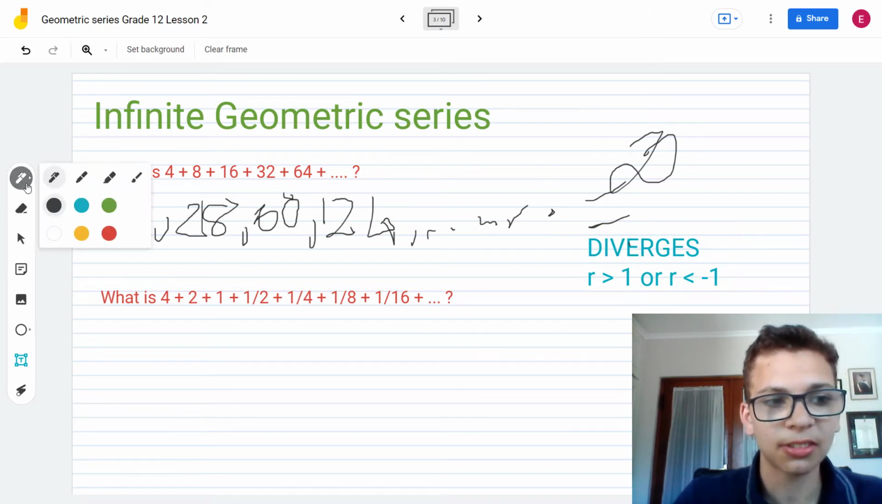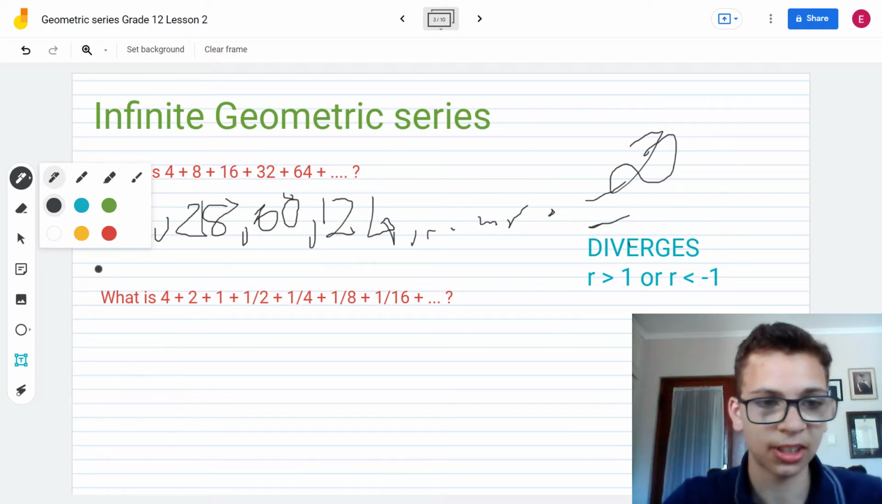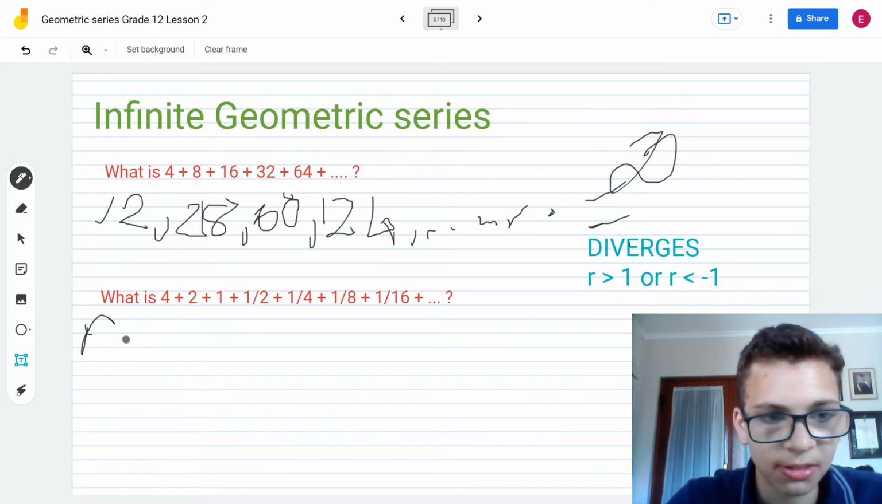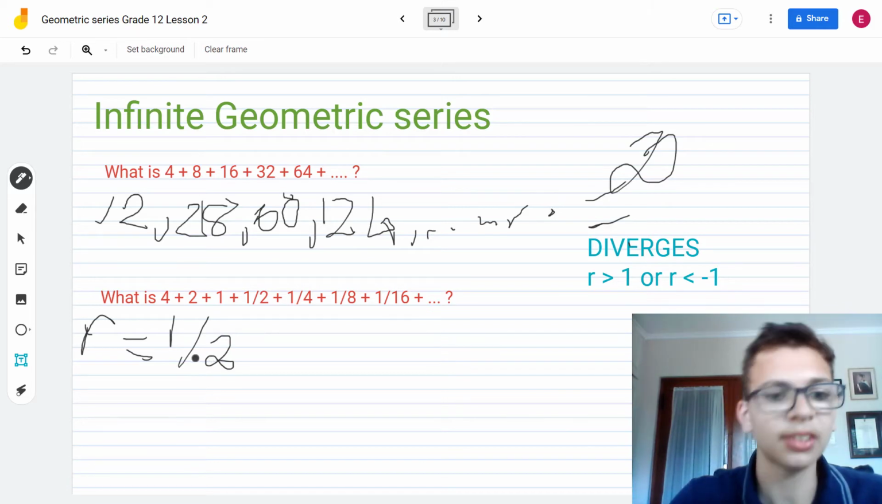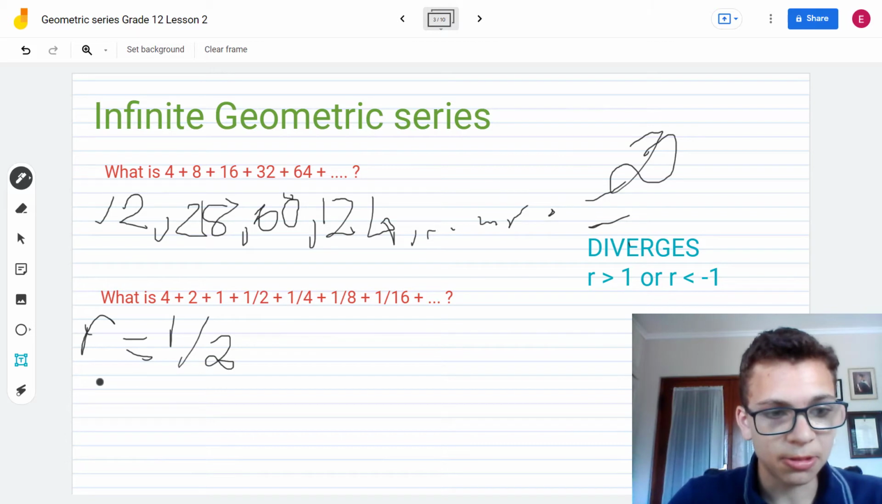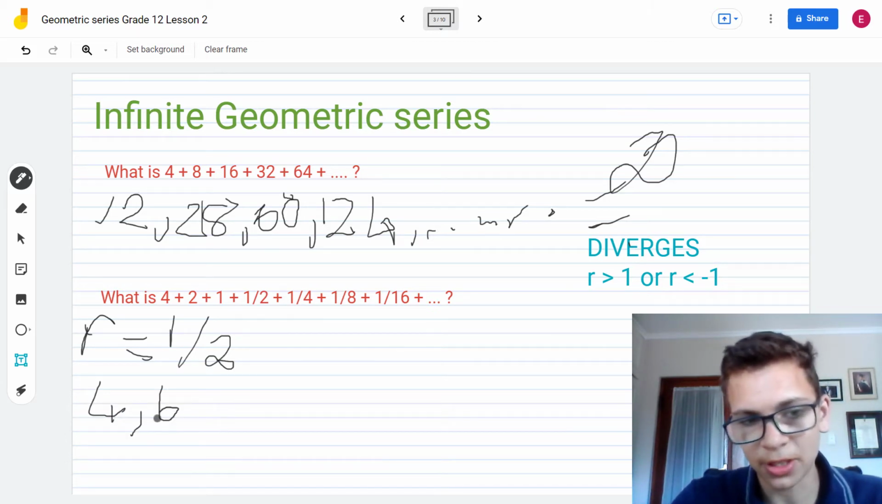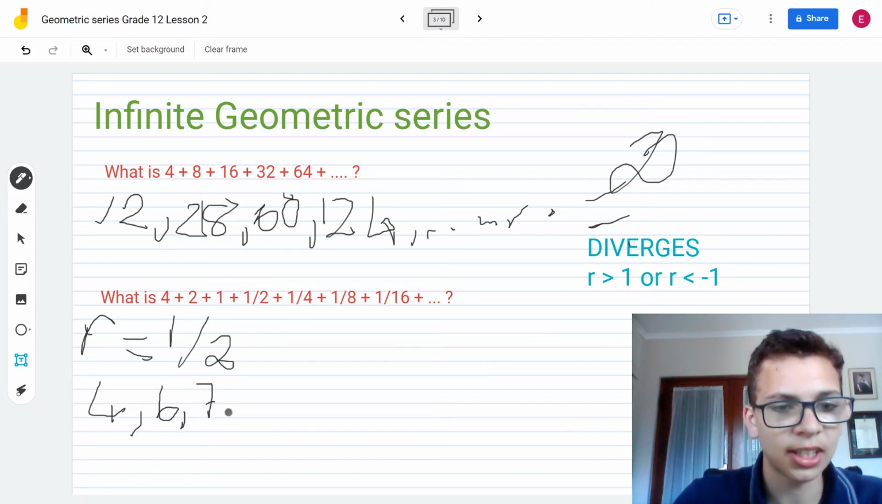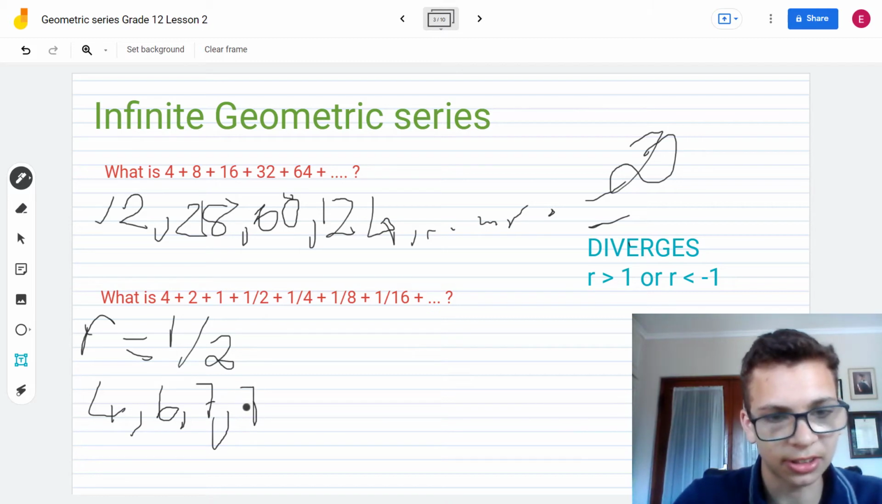Now let's look at the second one. We have 4 plus 2 plus 1 plus a half, and so on. As you can see, in this case r equals a half. If we look at our terms, we have 4 as the first term, then 6 (4 plus 2), then 7 (4 plus 2 plus 1), then 7 and a half. So I'll write it as 7.5.